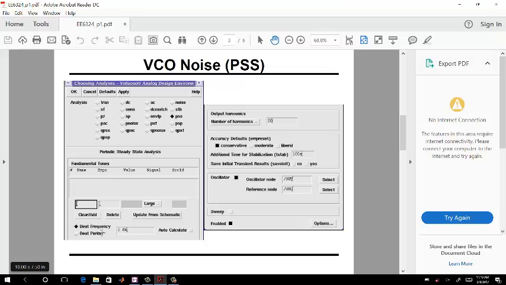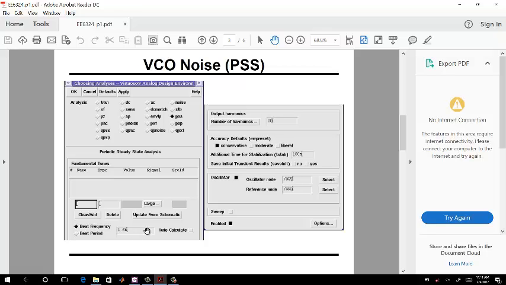Then you have to specify the number of harmonics, that is, how many harmonics you are considering. These harmonics are needed for your noise conversion and other reasons. You can also save the time domain results, like 100 nanoseconds, I have just put a number here. Before finding an operating point, the PSS itself runs a transient simulation, and it finds whether the circuit is periodic with a given period or not.